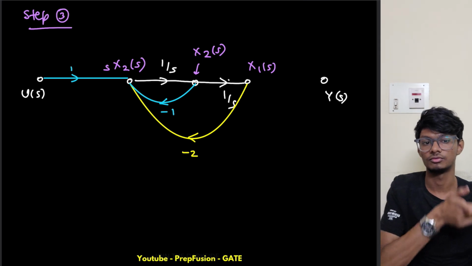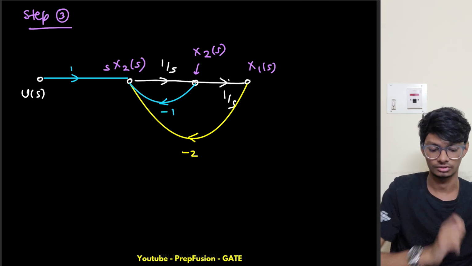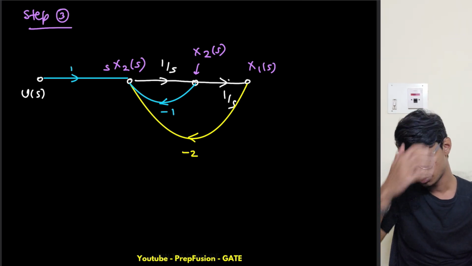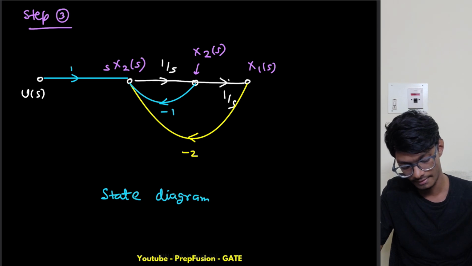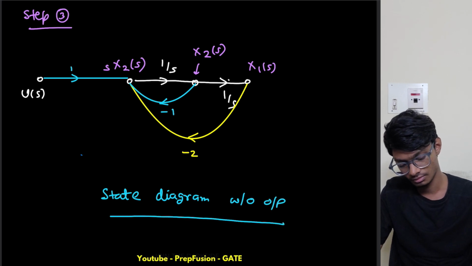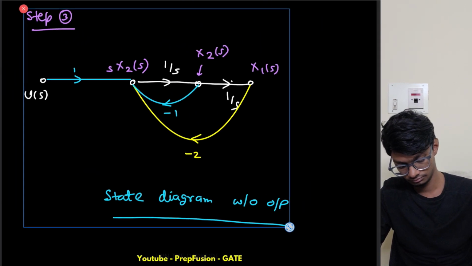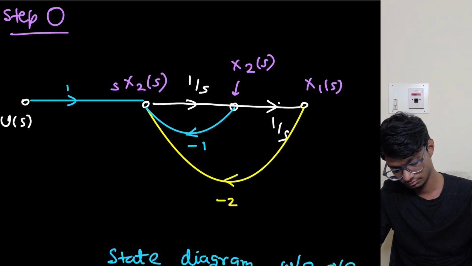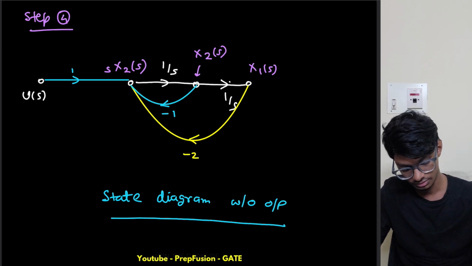In the state diagram I don't have to write the output, I won't draw the output, but the output will just be 1 times this x1, because x1 equals y of t only. So this is a state diagram without output. Now I will do step 4, so it is with output.